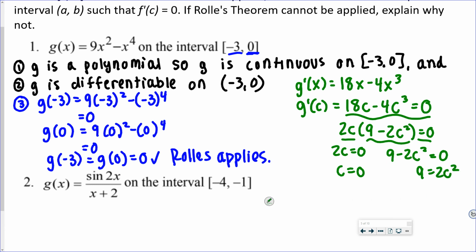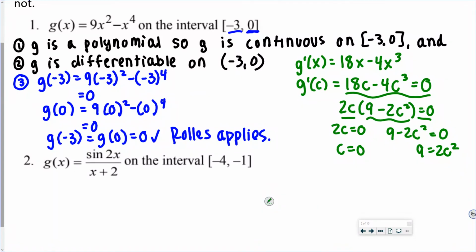Okay, I can solve this using square roots. We get 9/2 is equal to c squared. So c is plus or minus square root of 9/2, which I would just write as 3 over root 2. You don't need to rationalize it, but you should square root 9 at least if you can.